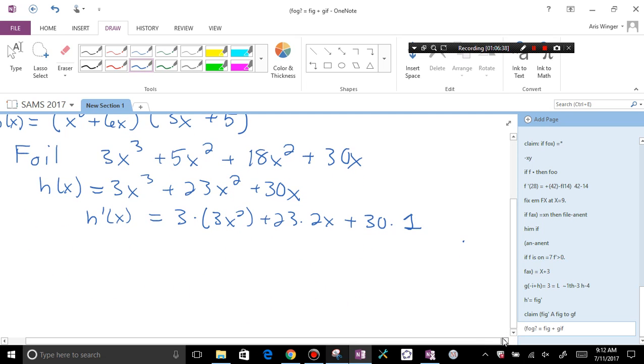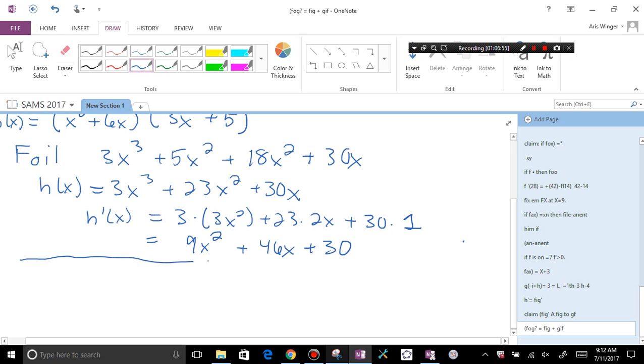I'm sorry? We go straight to like the end. You can. Yeah, I can because I'm teaching. So this is equal to 9x squared plus 46x plus 30. That is the derivative of h.